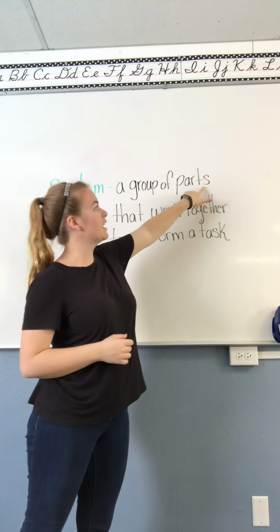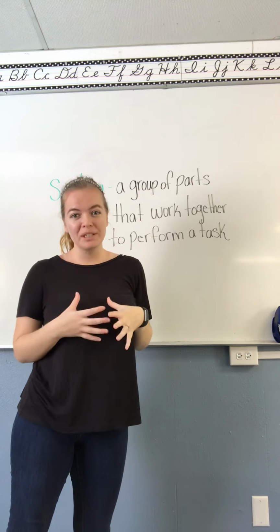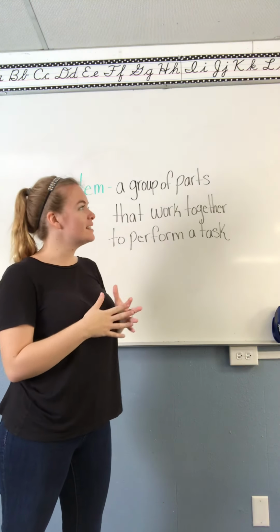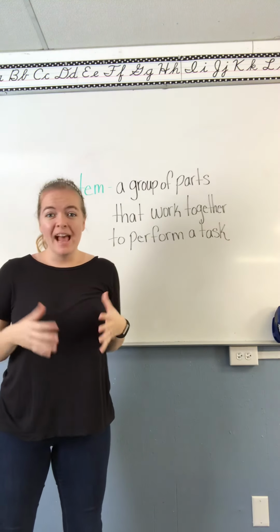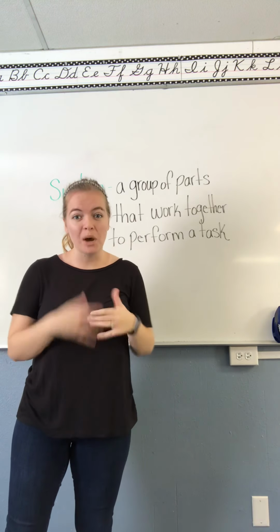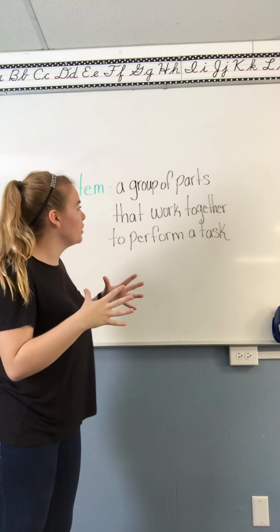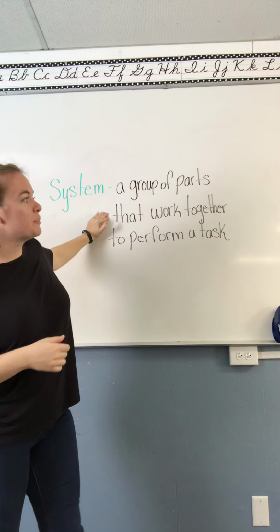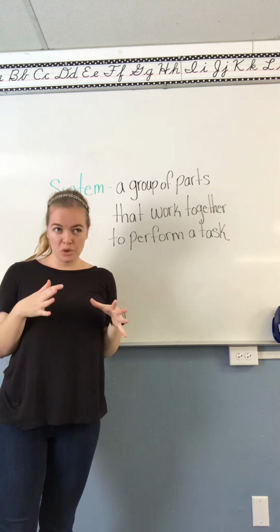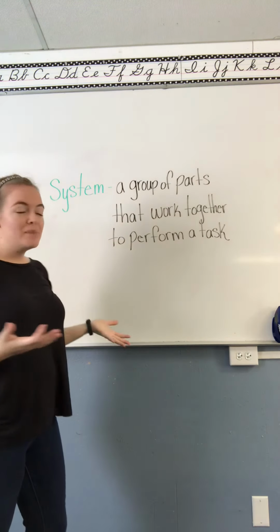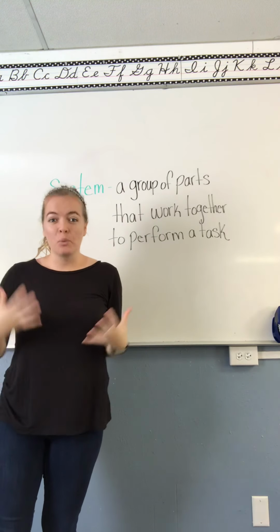So this S tells us that it's multiple, it's more than one. For something to be a system, it has to have multiple parts that work together. Okay, so multiple parts. They work together, so they work in relation to one another. If a part is missing, then the system does not work correctly.